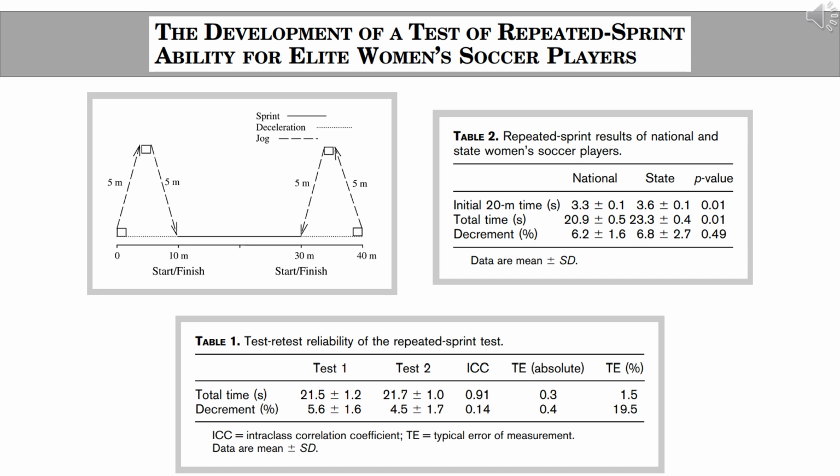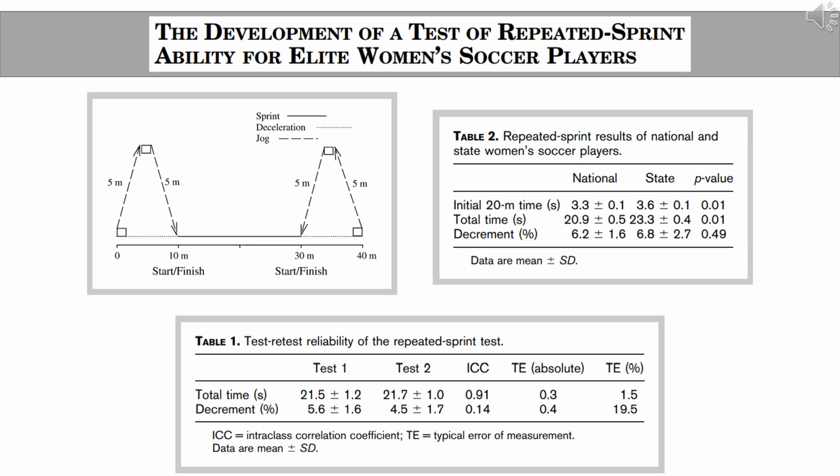process. Okay, so we get sprint for 20 meters, and we also get a total jogging distance that also includes a change of direction for a total of 10 meters at both ends. And this is just a protocol that is then repeated. And what we see is we're assessing the initial 20-meter time, the total time for the amount of protocols or repeated sprints that were conducted, and we get what's called a decrement in time that's expressed as a percentage.